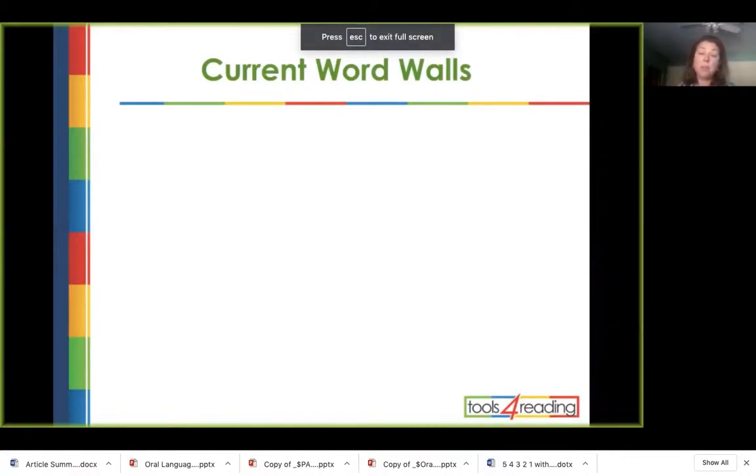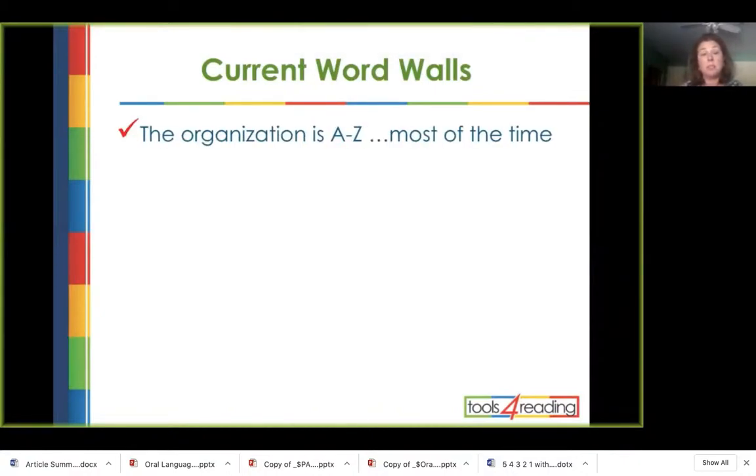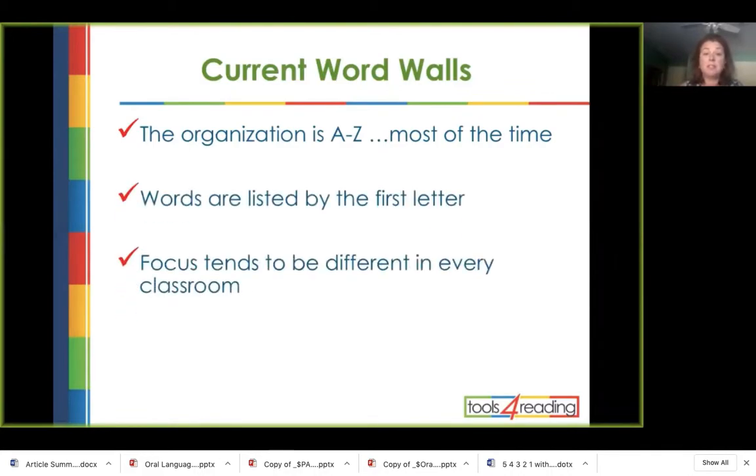Word walls. What do we know? We know that they're usually organized A through Z. Words are listed by the first letter. The focus tends to be different in every classroom when it comes to working with word walls. And oftentimes, I believe it functions as wallpaper.